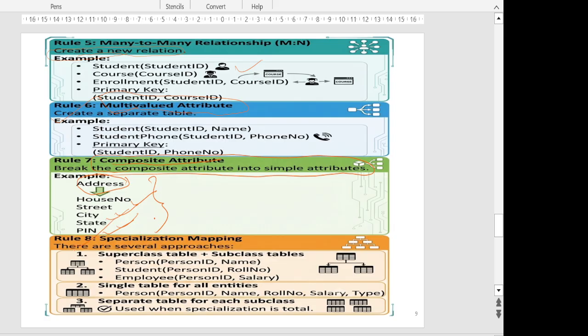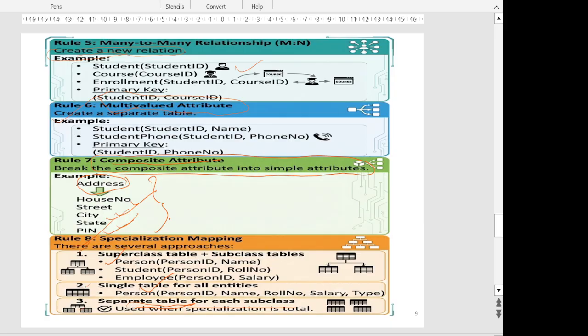If it is specialization, there are different ways to map it. There are three ways. The first one is a separate table for each subclass. So create a separate table for each subclass. That is one strategy. The second strategy is a single table for all entities. You may create a single table for all entities. One more strategy is superclass plus subclass. You may create it as per your own choice.